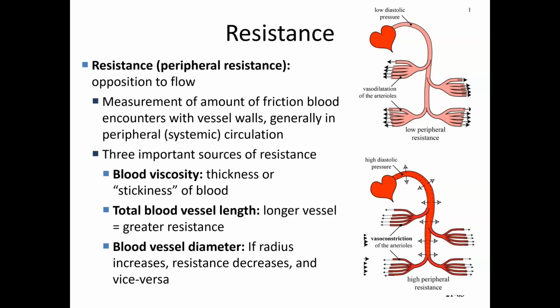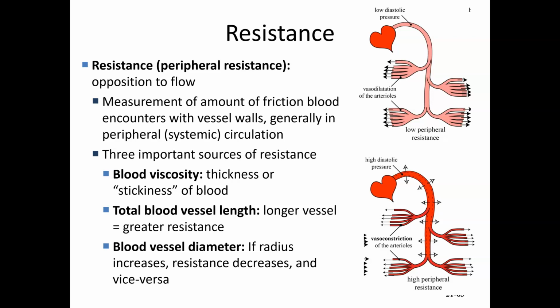And this is going to be based on three important sources of resistance. First, we have blood viscosity, which is the thickness or the stickiness of blood, and we'll discuss some details as to how this affects blood pressure and flow. We also can consider total blood vessel length. So the longer the vessel is, the greater resistance we will have.